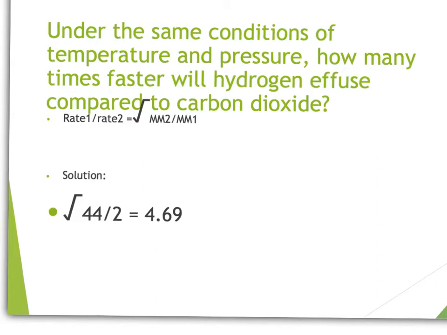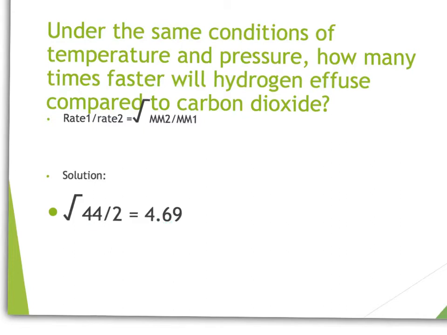Well, if we use the formula that we mentioned, we take the square root of the molecular mass of carbon dioxide, this is the weight from the periodic table of CO2, and we divide that by the molecular mass of hydrogen. Now remember that hydrogen is diatomic, and therefore we have the molecular mass of 2. When we do the mathematics, we get 4.69, meaning hydrogen will effuse 4.69 times faster than carbon dioxide.